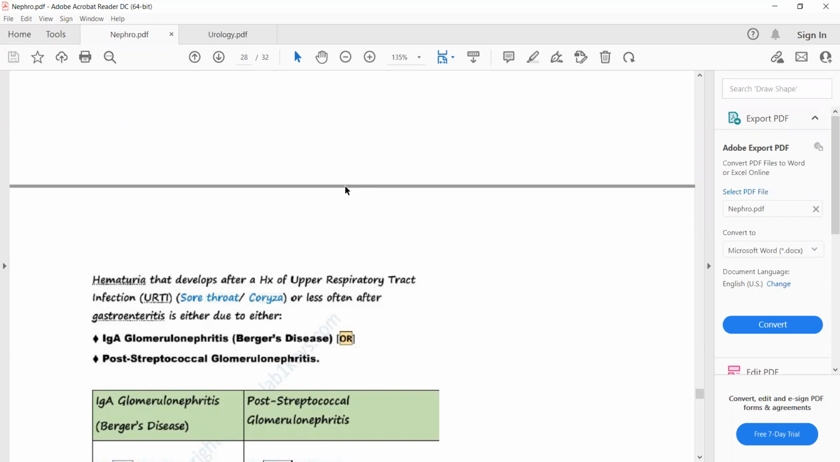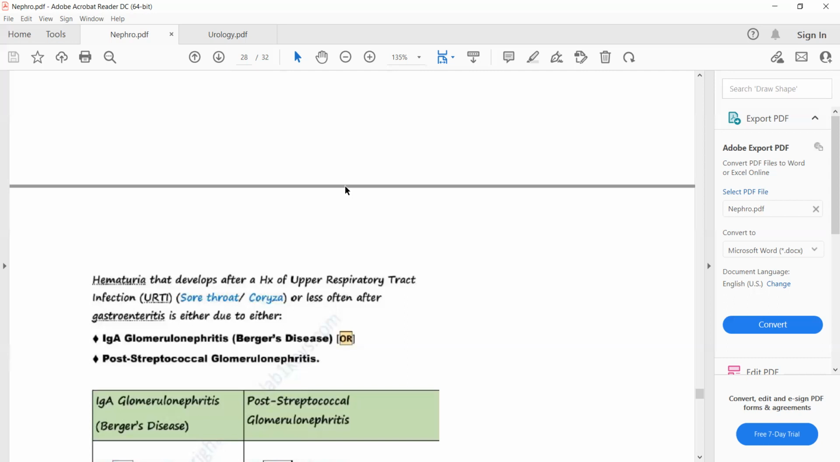No question. So hematuria after diarrhea is either HUS or TTP. Now, hematuria after respiratory tract infection. Hematuria that develops after upper respiratory tract infection, you will think of three things. One is IgA glomerulonephritis. Second is post-streptococcal glomerulonephritis. And third one is Henoch-Schonlein purpura, HSP.